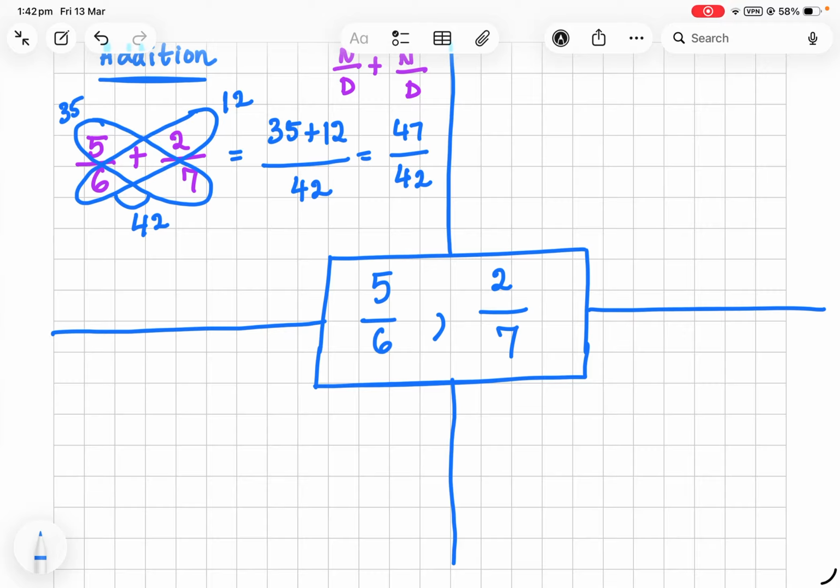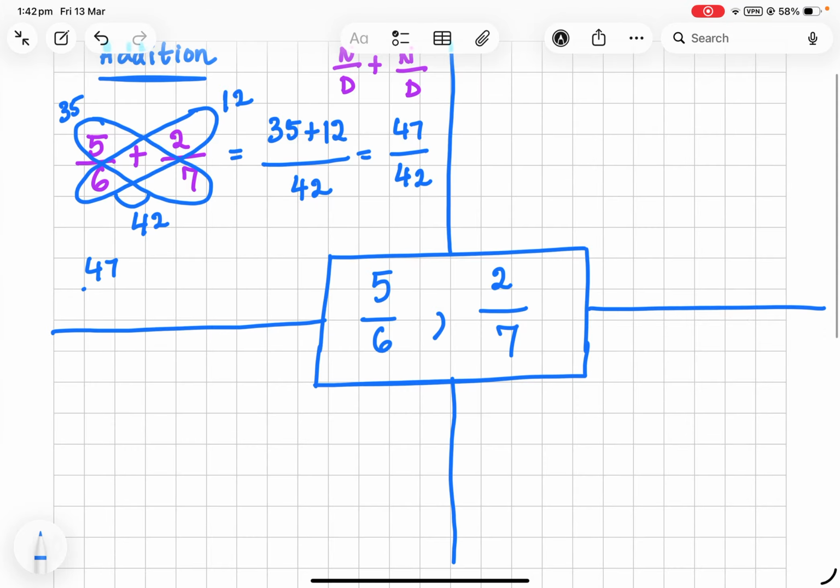But for some of you who know how to do mixed fractions, the same 47 over 42 would end up as 1, and the remainder is 5 divided by 42. Now we'll talk about mixed numerals in the next video, but for now, even if you can understand 47 divided by 42, that would be appreciated.